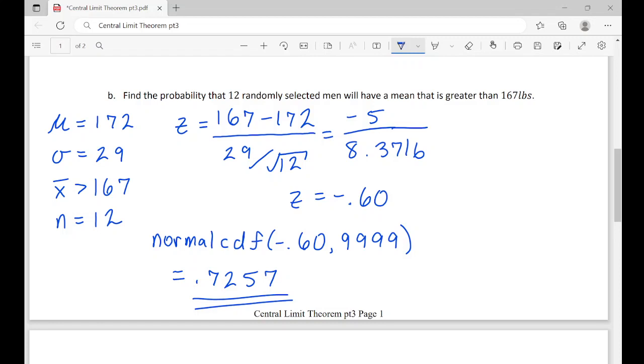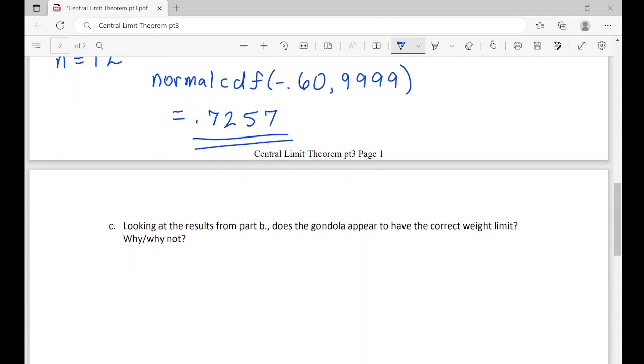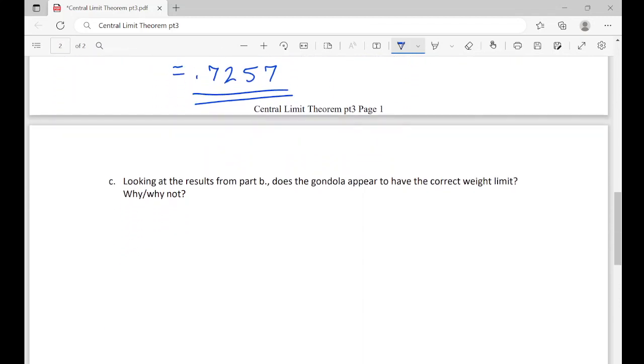Now, that's a nice segue into the question where we're going to use that answer. Looking at the results from part B, does the gondola appear to have the correct weight limit? Why or why not? Well, there are many ways you can go about this, but I'll go with what I think is the easiest way to explain it. Does the gondola appear to have a correct weight limit? Well, 2,004 pounds is a fairly high limit. I would say that's probably a safe weight limit.